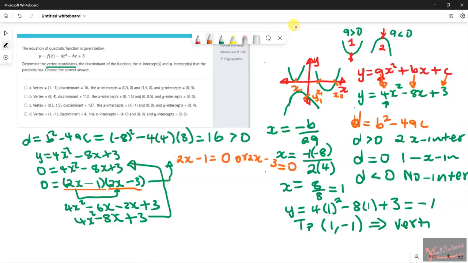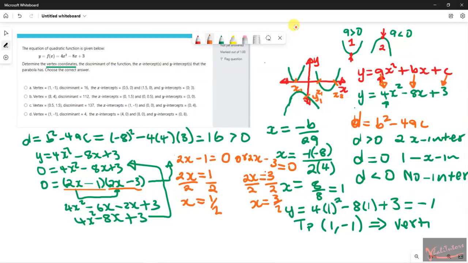Take 2x minus 1 equals 0. Take the 1 to the other side, it becomes 2x equals 1, then divide both sides by 2 to get x equals 1 over 2. Now let's solve for the other one. Here you have 2x minus 3 equals 0. You will have 2x equals, take this 3 to the other side, it changes the sign and becomes positive, so 3. Then to get x, you divide by 2. Then you have x equals 3 over 2.